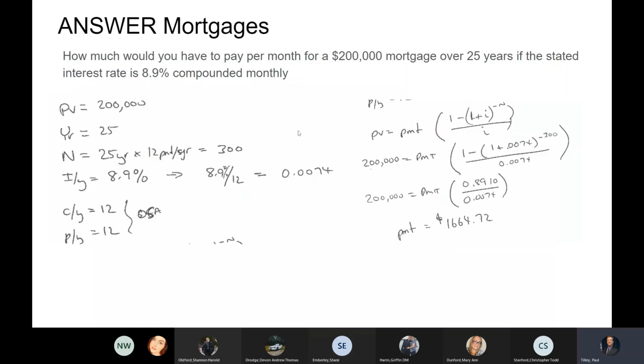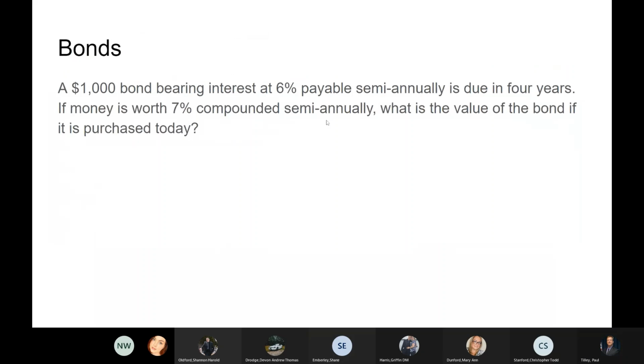So mortgages, again, are the same as any other repayment. It's just that if it's not stated with regards to the payment schedule or the compounding schedule, mortgages are usually, unless it says otherwise, compounded twice a year. Any questions on any of those?